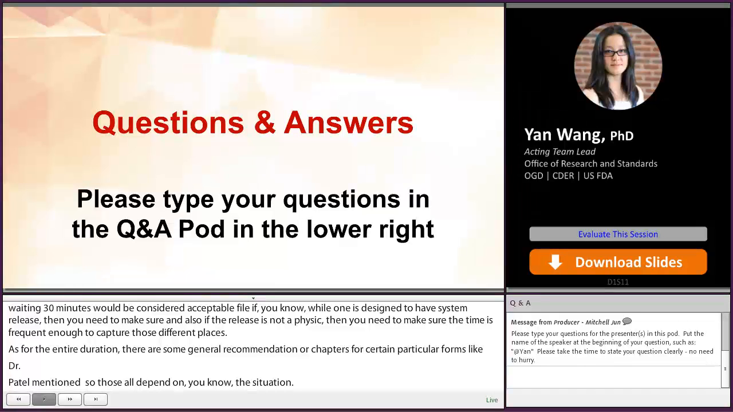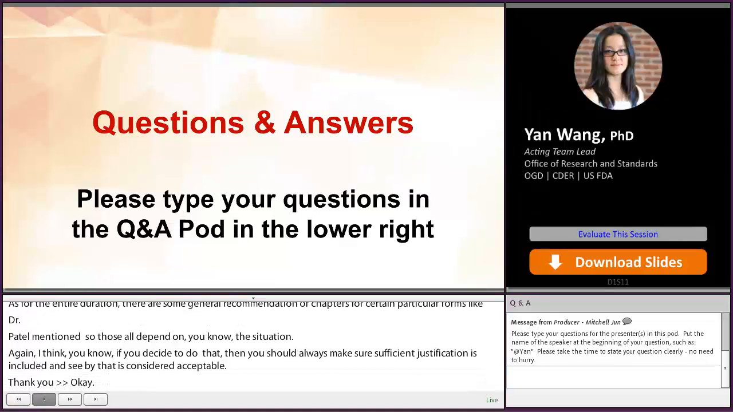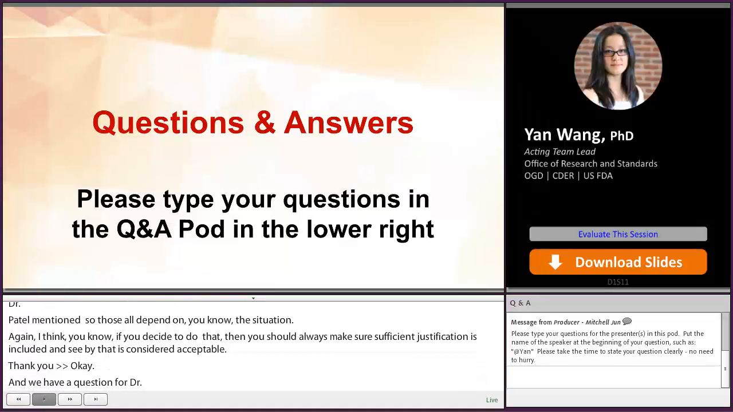Thank you. Okay, and we have a question for Dr. Patel. USP 1724 provides two options for dosing procedure for vertical diffusion cells. What is the agency's recommendation on dosing technique and procedure?